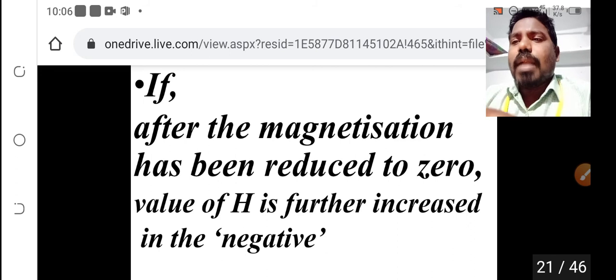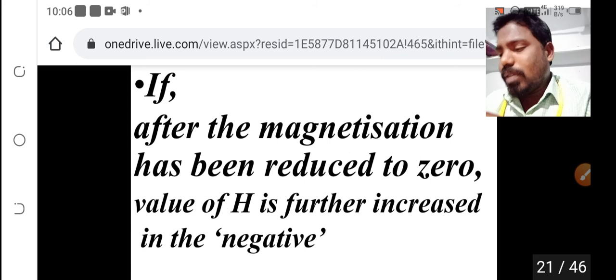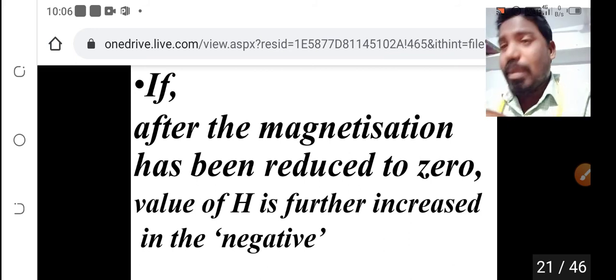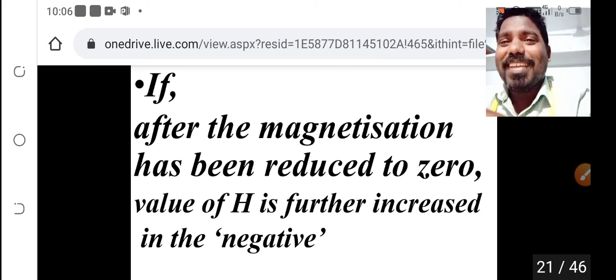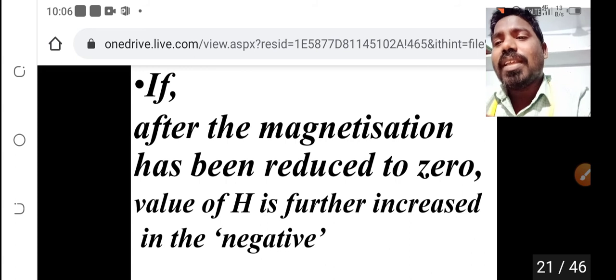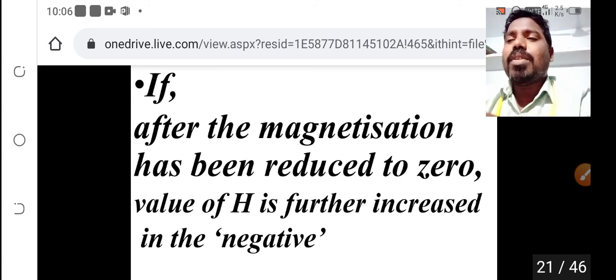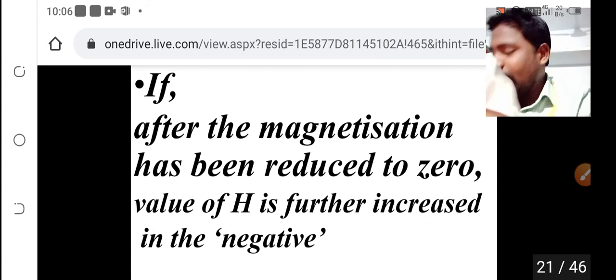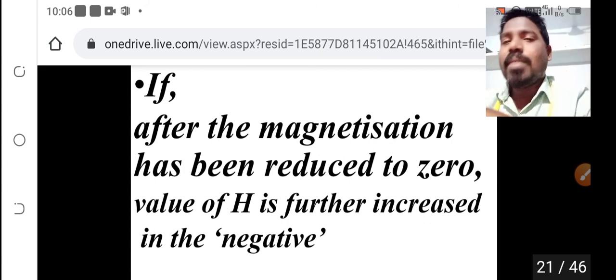After the magnetization has been reduced to 0, what will happen? The value of H is further increased in the negative direction. So from 0 it moves into the negative side. The value of H is further increased in the negative.